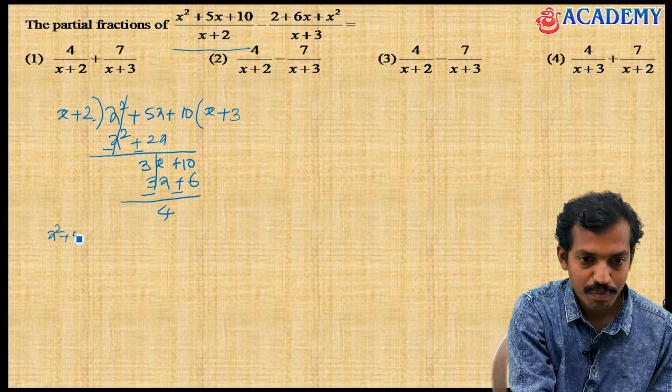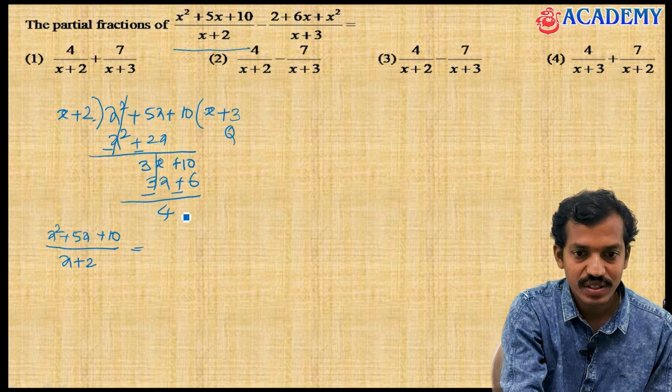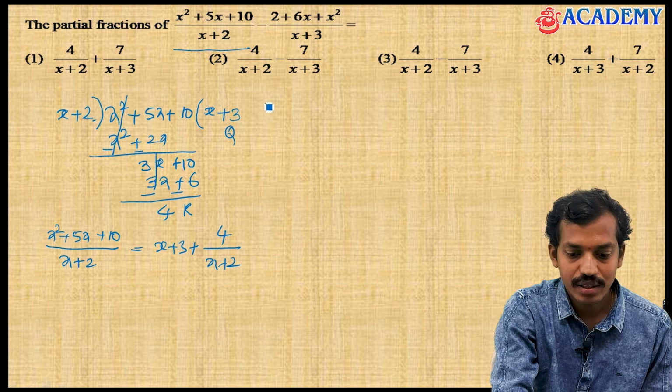I am writing the equation here: (x square plus 5x plus 10) divided by (x plus 2) equals the quotient x plus 3, plus the remainder divided by the divisor, that is 4 divided by x plus 2.